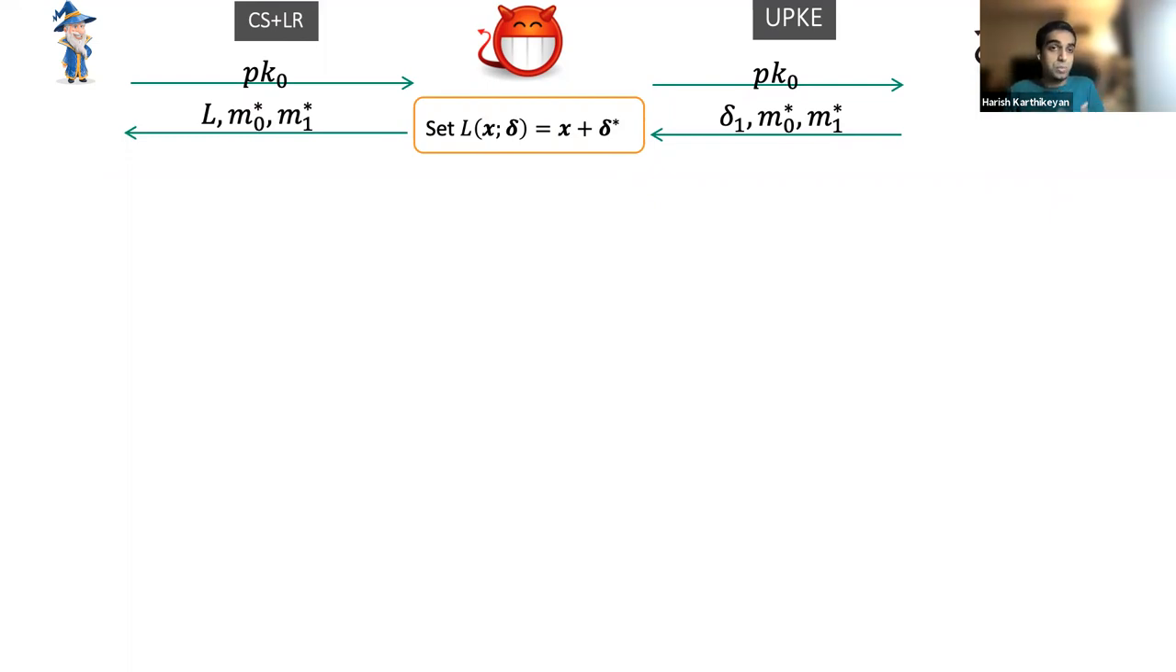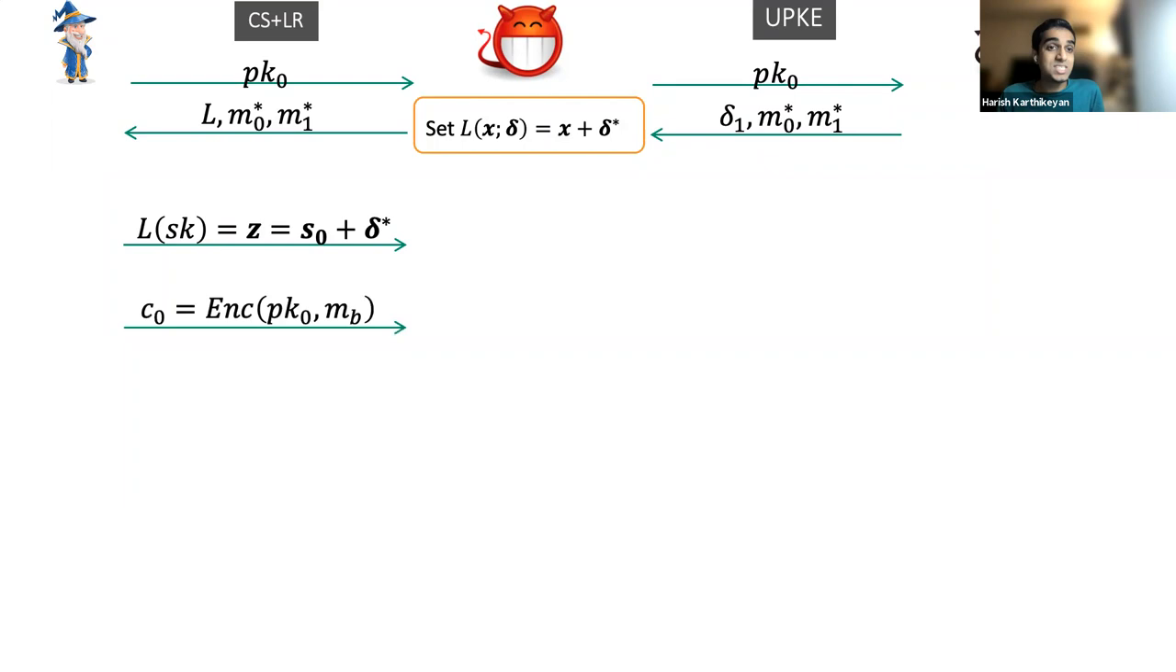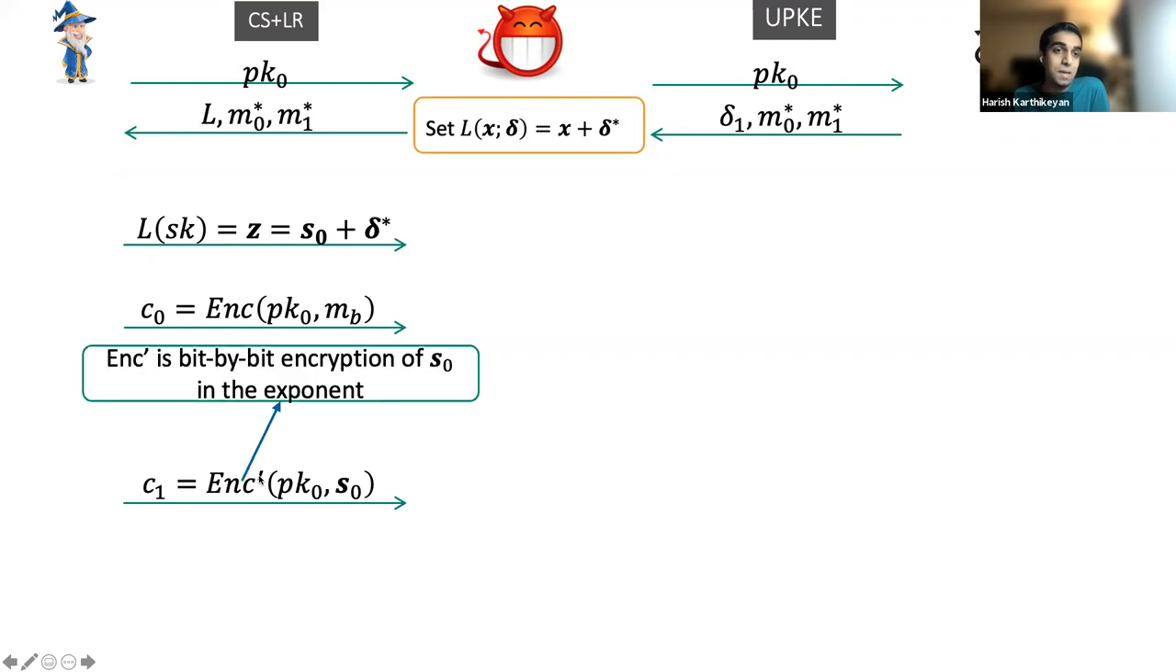And in response, this is what the red adversary receives. It receives the leakage on the secret key, L of SK, which is a vector of length L, defined as S0 plus delta star, where S0 was the original secret key, which is L bits. Delta star is another L bits, and then it does this bit by bit addition. It also receives the C0, which is an encryption of one of the challenge messages, M0 star and M1 star, and also receives an encryption of the secret key to be precise. And we will call this enc prime, because enc prime is basically a bit by bit encryption of S0 in the exponent, okay?